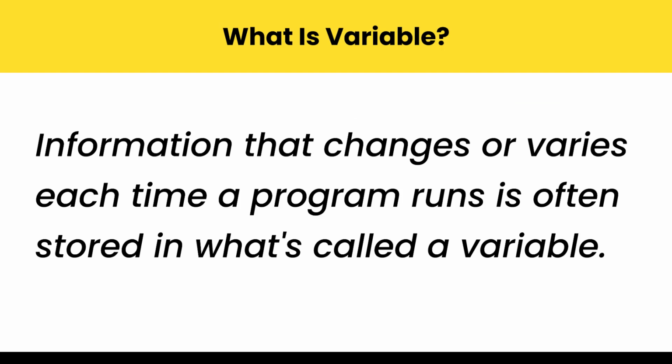Information that changes or varies each time an application runs is often stored in what's called a variable. Variables are one of the most important concepts in programming. It's a way of storing and keeping track of different information that changes in an application, so that it can be later used and manipulated.